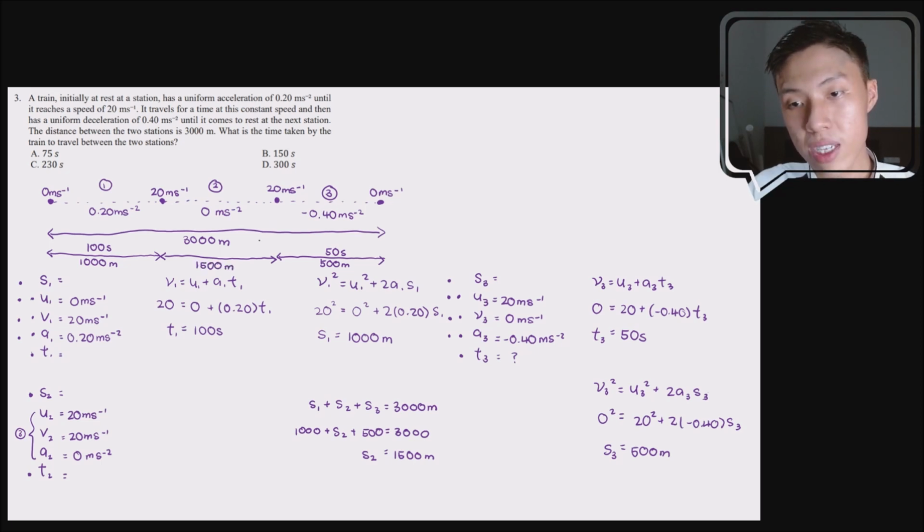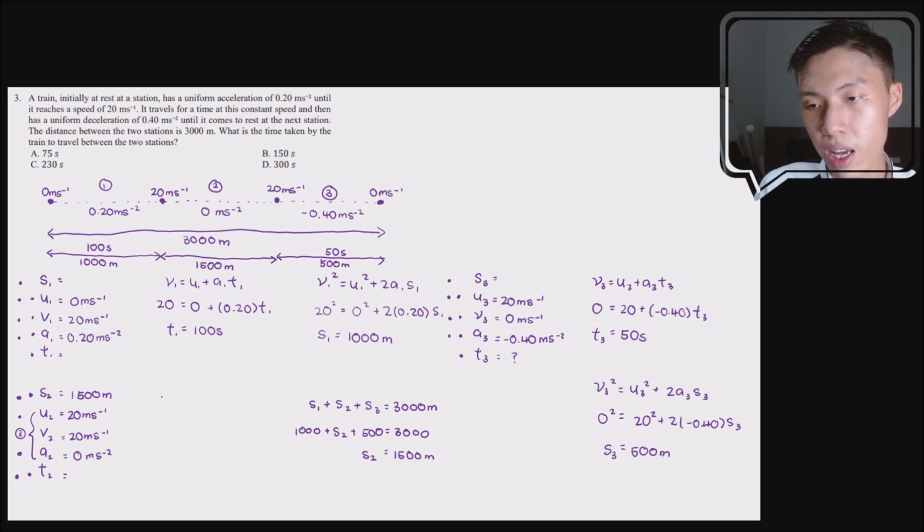And now you want to find the time for the second portion of the journey in order to sum it up with the first portion and the third portion's period. So you can add them all up to get the total time taken for the train to travel between the two stations. So we now know that it's 1500 meter. So in order to find the time, we have S, you can take U, you can take A, you can take T. Then there will be S equals to UT plus half AT square.